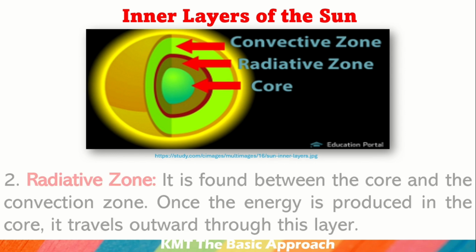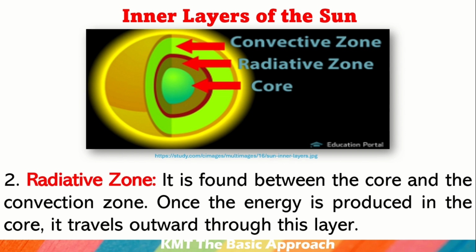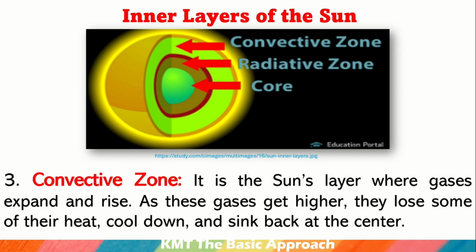Number 2, radiative zone. It is found between the core and the convective zone. Once the energy is produced in the core, it travels outward through this layer. Number 3, convective zone. It is the sun's layer where gases expand and rise. As these gases get higher, they lose some of their heat, cool down, and sink back at the center.